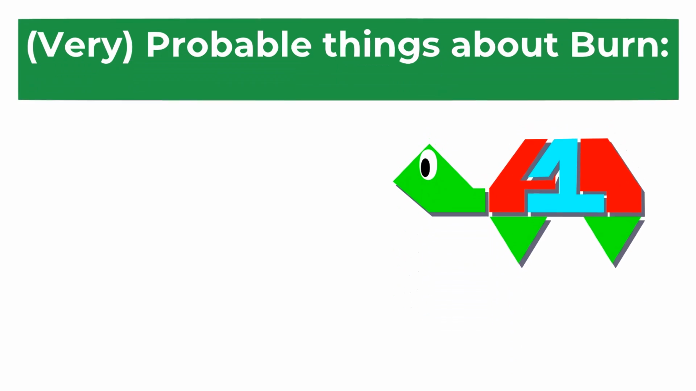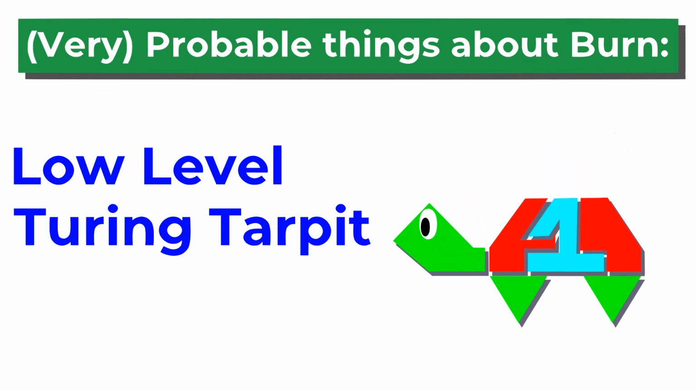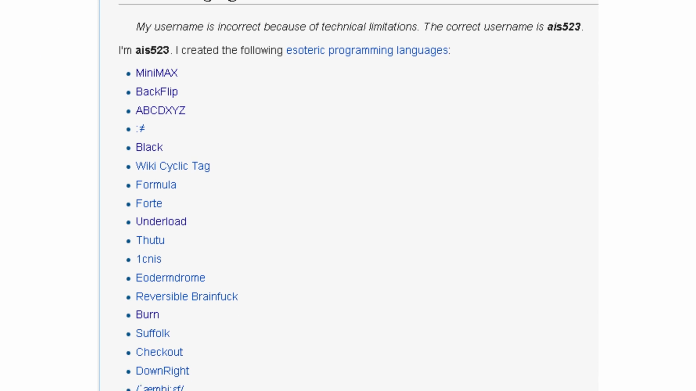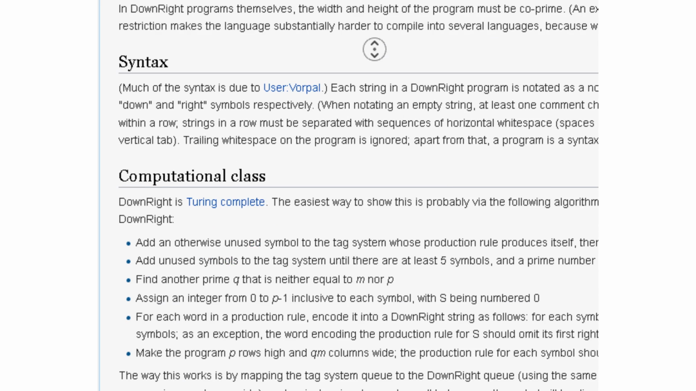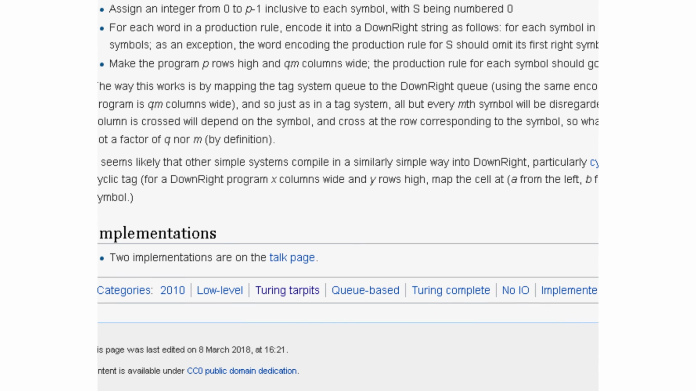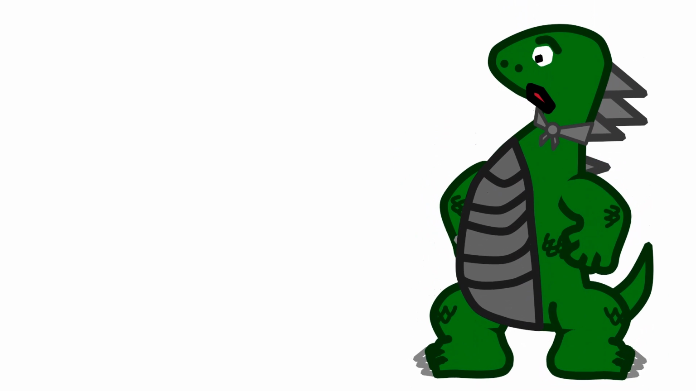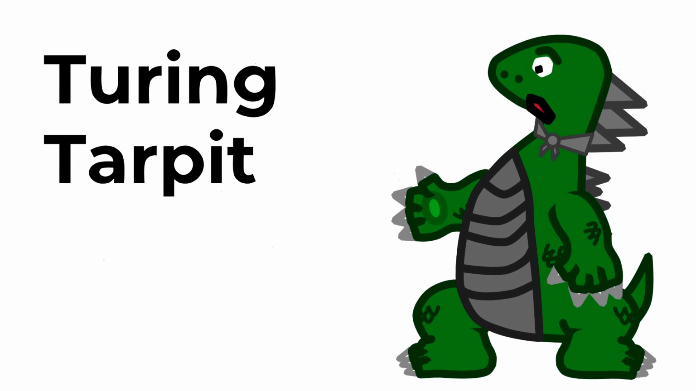But assuming that Burn is a real programming language and not that stupid specification I just made up, it's probably a very low-level Turing-Tarpit Esolang. The reason I assume that is because it seems to be AIS-523's favorite type of Esolang to create. I mean, if you select any of his Esolangs at random from his user page, there's a good chance it will have Turing-Tarpit as a category. Hold on, what does Turing-Tarpit actually mean?